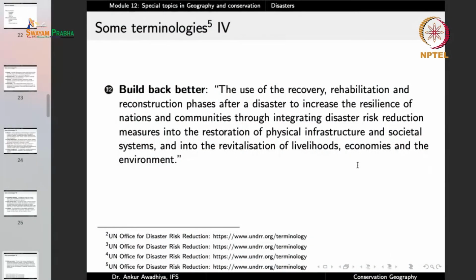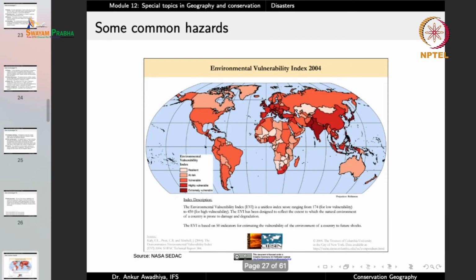So we create the buildings once a disaster has occurred, we construct buildings in such a manner that they are better able to withstand the next disaster. And that is the philosophy of build back better. And we use it not just in the case of physical infrastructure, but also for social systems and for the revitalization of livelihoods, economies and the environment.